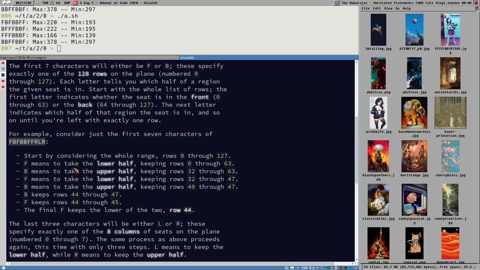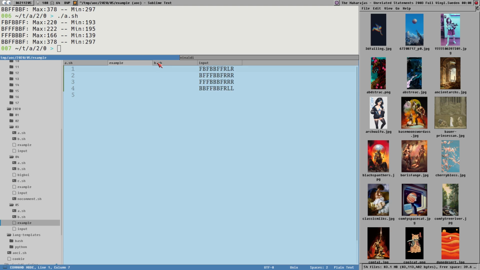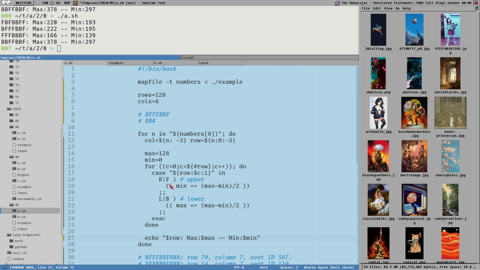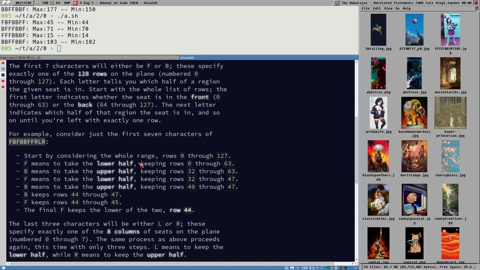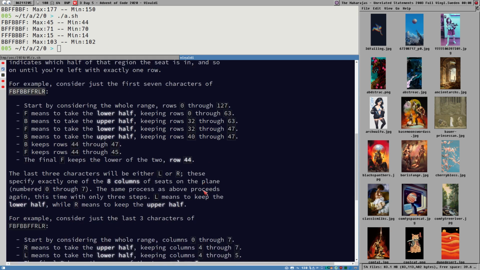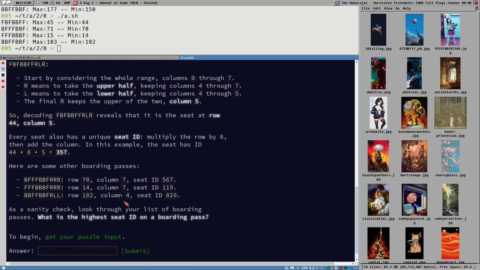Okay, F means lower half. Yeah, it was the lower half, we were right. B, F. Maybe it's max minus here, I don't know. Yeah, now we're getting something here, right? This looks good. And then min is correct again here, isn't it? Final row min 44. 70, 1400. Yeah, we got it. Perfect.